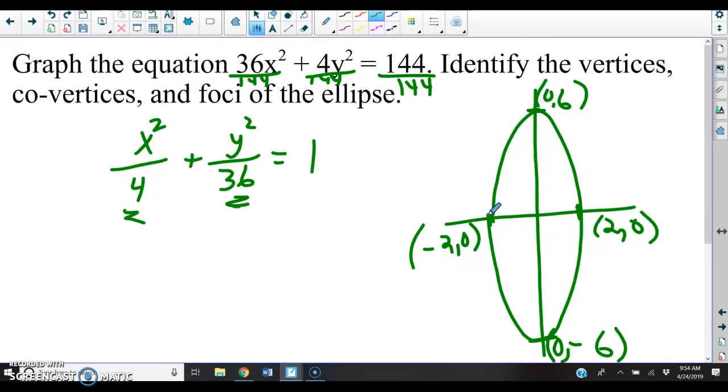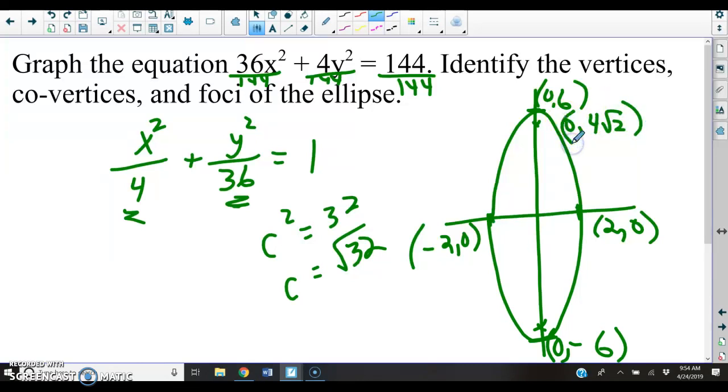Okay, the focus point, c squared, is 32. So c is the square root of 32. That's between 5 and 6. My focus points are going to be actually quite close to my vertices. So this would be 0, and if you remember, 4 square roots of 2, we'll simplify that. And this would be 0, negative 4 square roots of 2. That's a 0. So I identified the vertices, my co-vertices, and my foci.